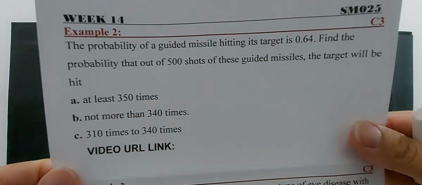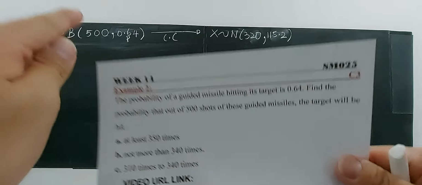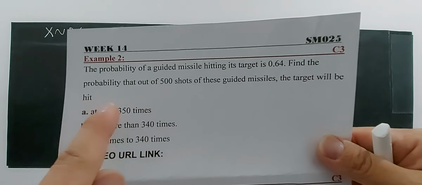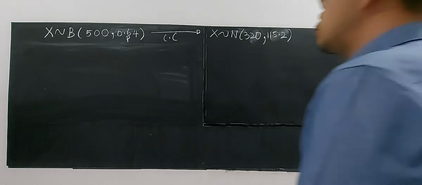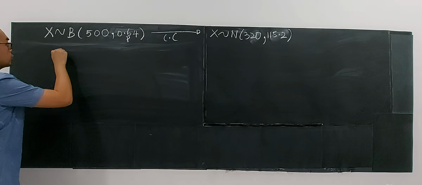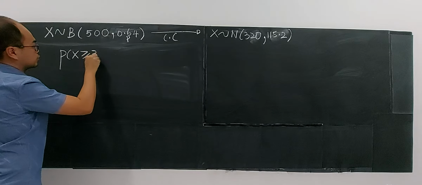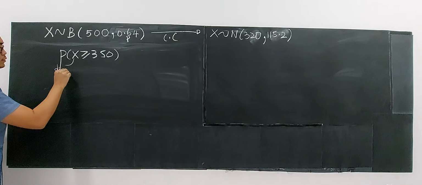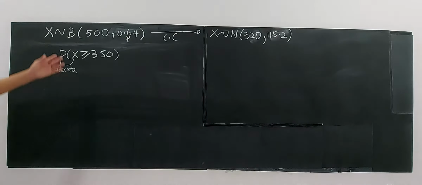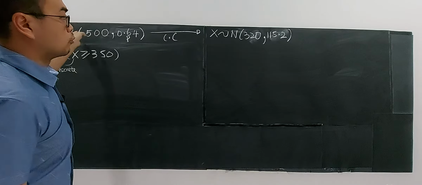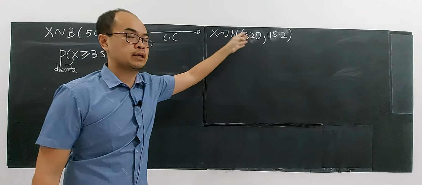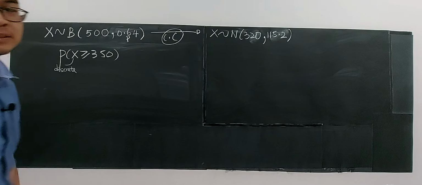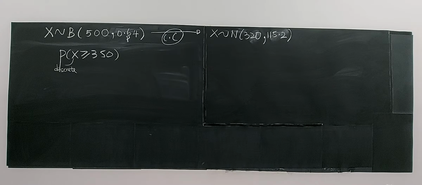Look at question A. Find the probability that out of the 500 shots, 500 tries, the target will be hit at least 350 times. Always remember, at least 350 times. X is a discrete random variable, but now you have already transformed from binomial to normal distribution, from discrete to continuous. So you must do continuity correction.